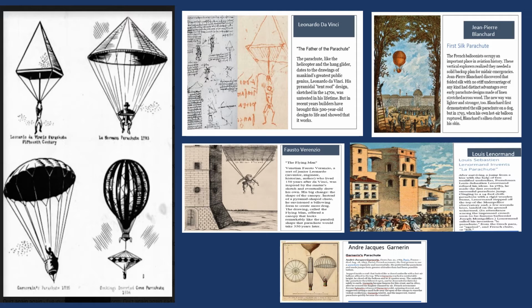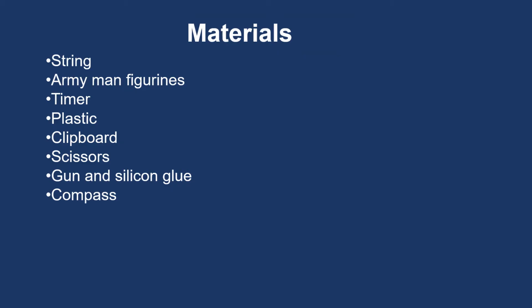Number four, Jean-Pierre Blanchard. He discovered that silk is good for parachutes. And finally, Andre-Jacques Garnerin, who perfected the parachute and made jumps from greater altitudes. In today's day, parachutes have fought winds and poor Earth's atmosphere. They are also used in the sport of skydiving.